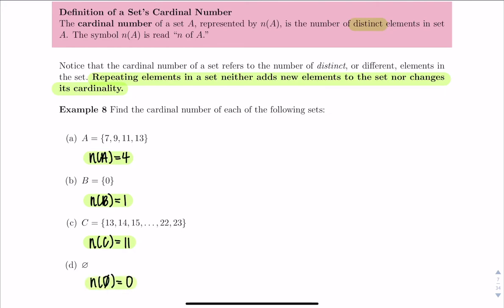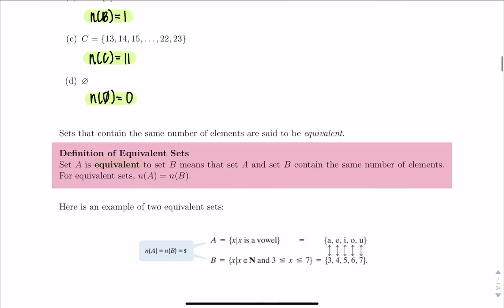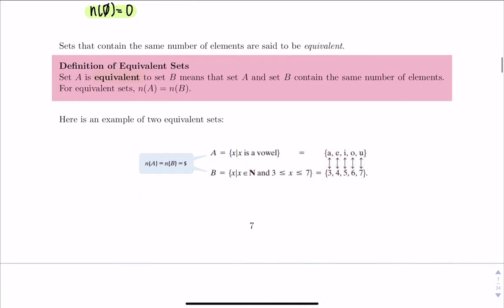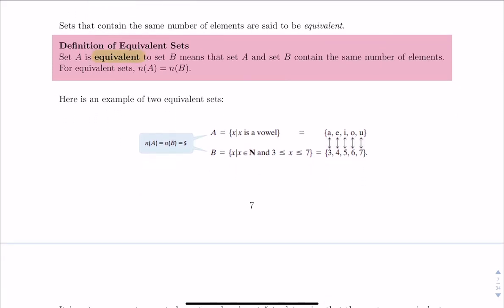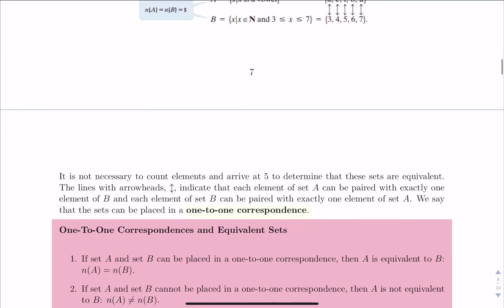And so sets that contain the same number of elements are said to be equivalent. So set A is equivalent to set B, means that they have the exact same number of elements or their cardinal number is the same. They don't have to look the same at all, they just have to have the same amount of elements, which makes them equivalent. And so if they're equivalent, we say they have a 1-to-1 correspondence.